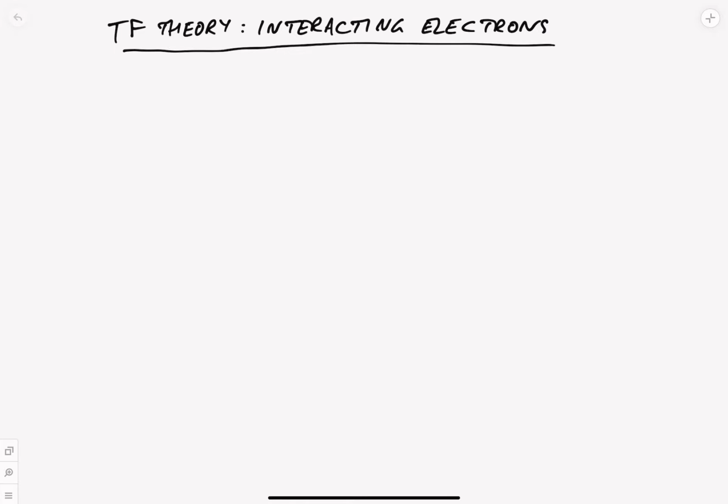We're now going to turn to the case of interacting electrons in Thomas Fermi theory. When we do this, we're going to gain two new terms in the energy. As we saw for the uniform electron gas, we're going to get a classical electrostatic term, the Hartree energy, and an exchange term. The Hartree energy is easy to write down, so let's just do that.